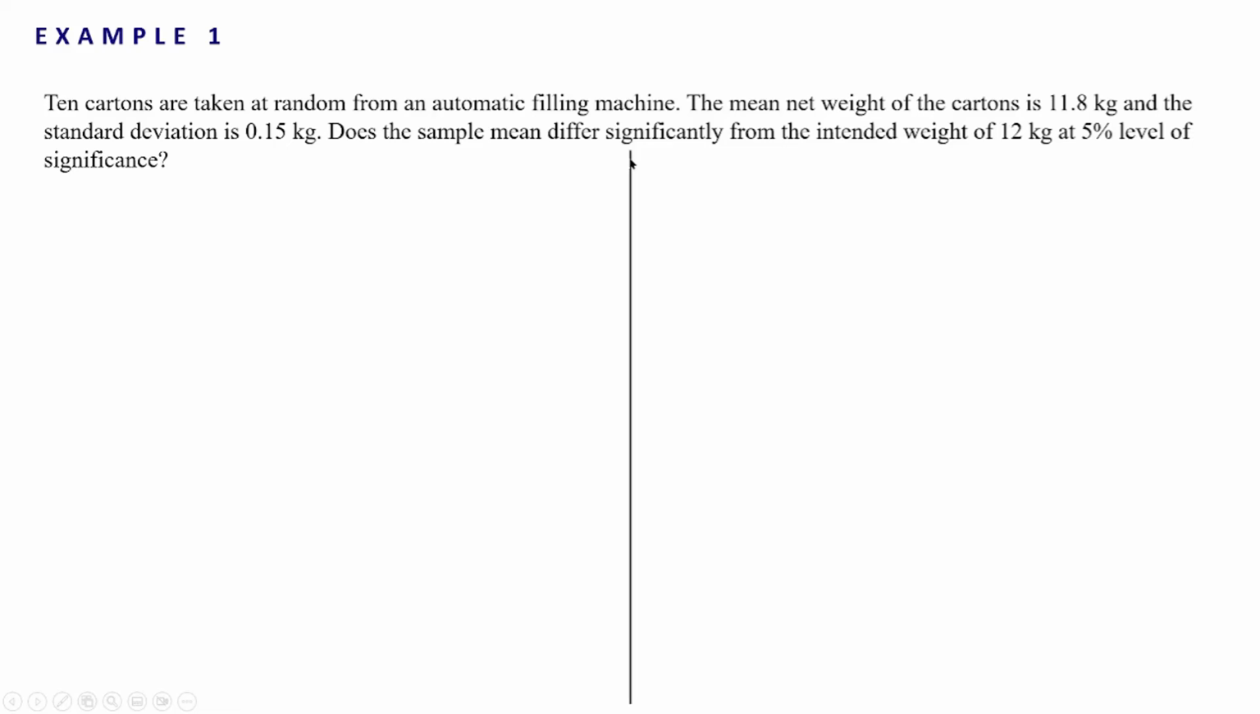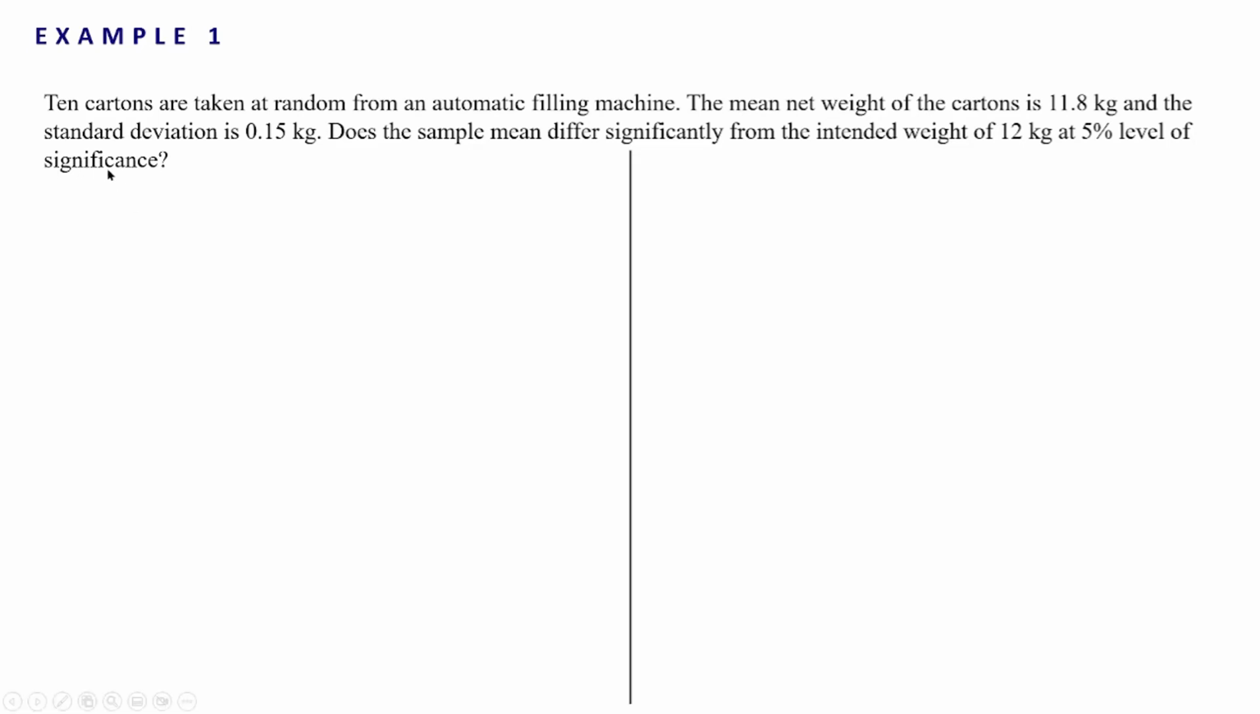Now let us see an example question to understand all the terms that we have studied and the steps in hypothesis testing. This question I have taken from R.D. Sharma's book of Applied Mathematics. It is given: 10 cartons are taken at random from an automatic filling machine. The mean net weight of the cartons is 11.8 kg and the standard deviation is 0.15 kg. Does the sample mean differ significantly from the intended weight of 12 kg at 5% level of significance?